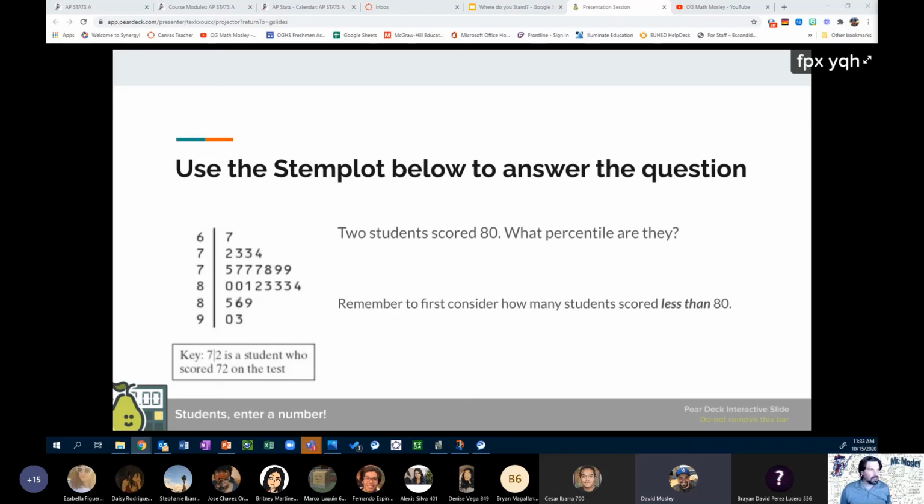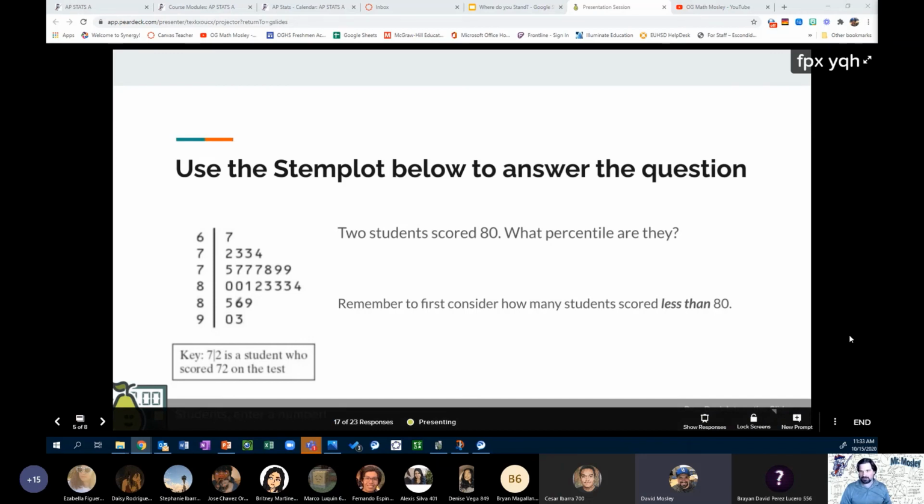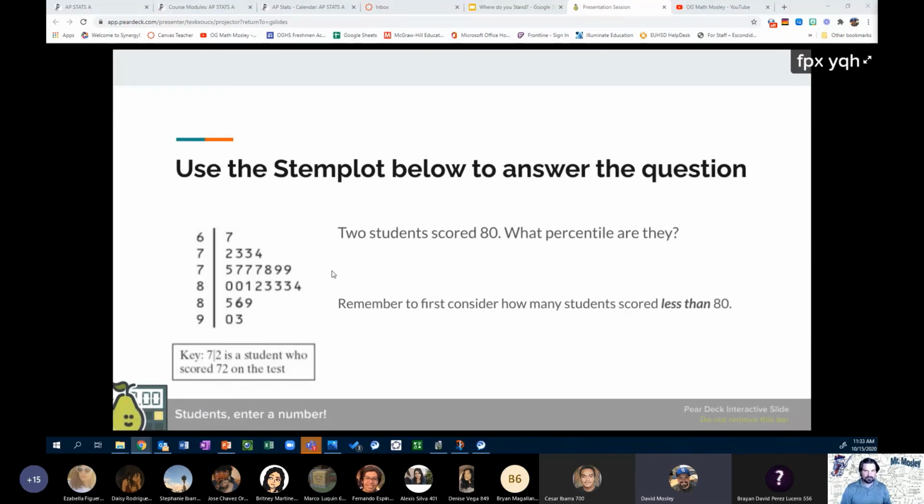All right. So in this situation, we have 12 scores less than 80. The 2 scores at 80 don't affect how many were less than that. So we have 12 scores less than 80. We divide that by 25. 12 divided by 25 is 0.48. Move that decimal 2 spots to the right. We get 48%, which means a score of 80 is at the 48th percentile.